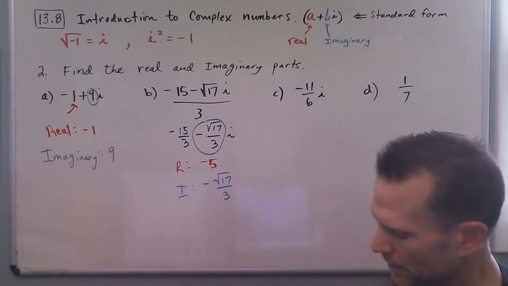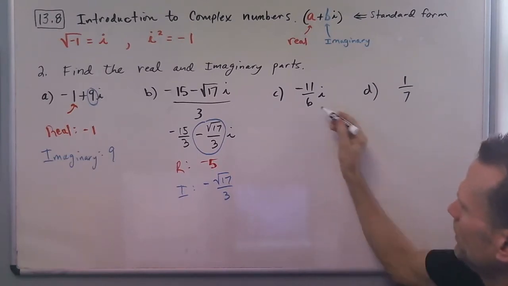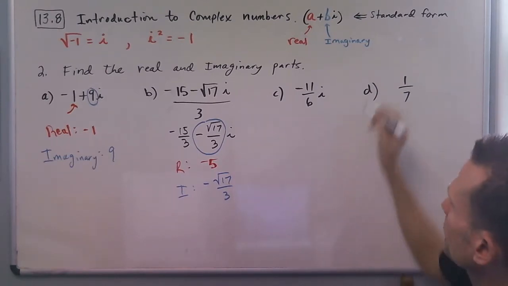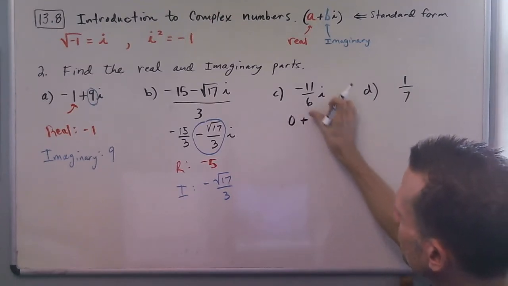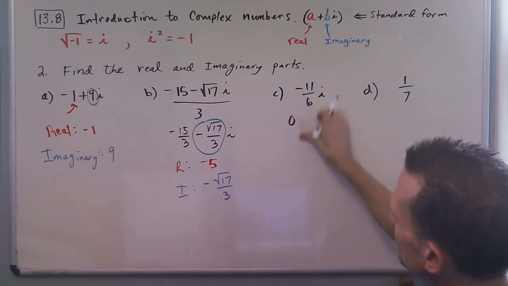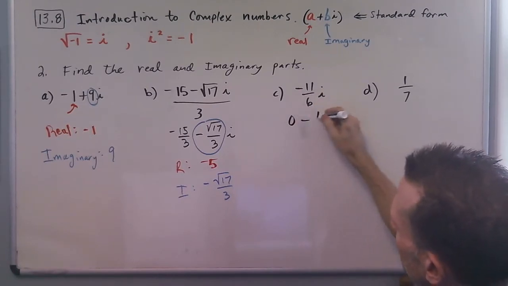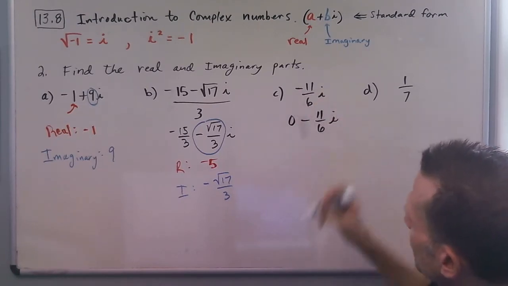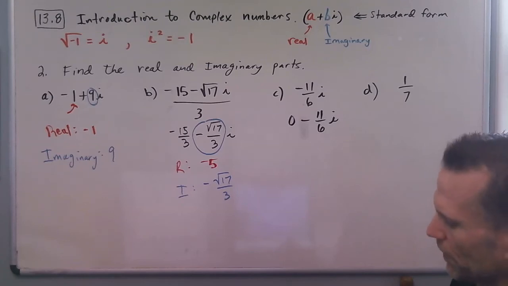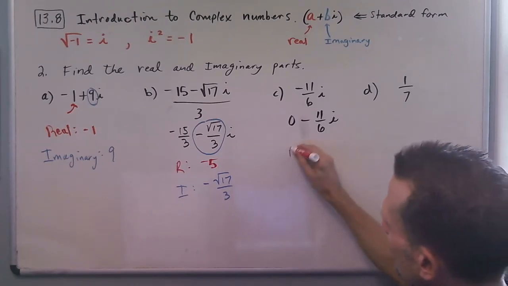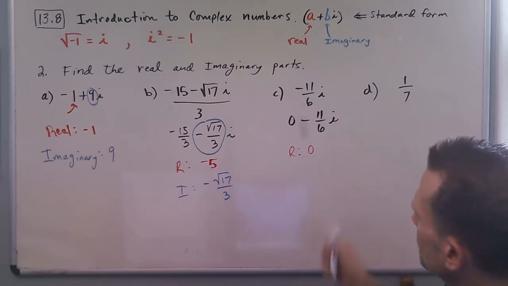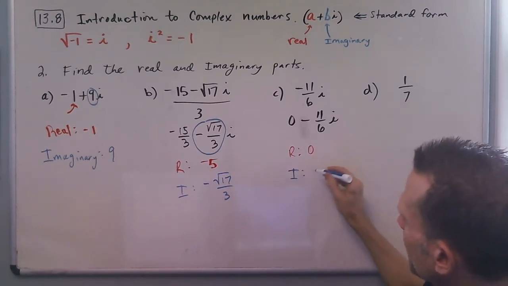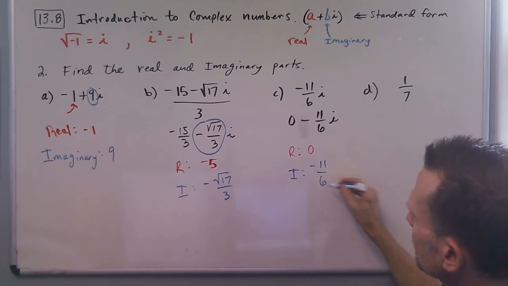Okay. Then looking at this one, this is actually not in standard form. We have to think about if this is 0 plus 0 minus 11/6i. And so the real part is 0, and then the imaginary part is, you can probably spot it, -11/6.